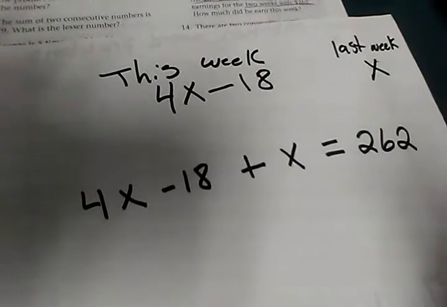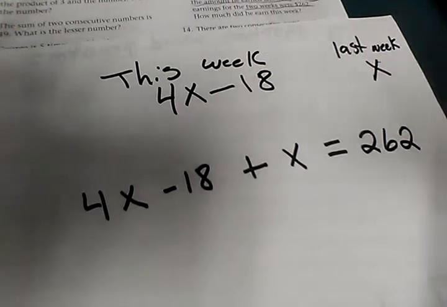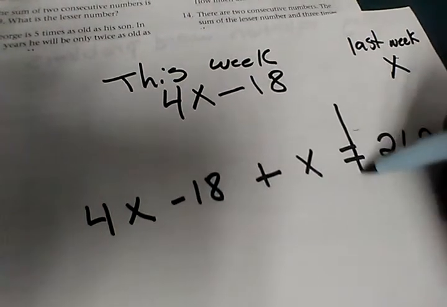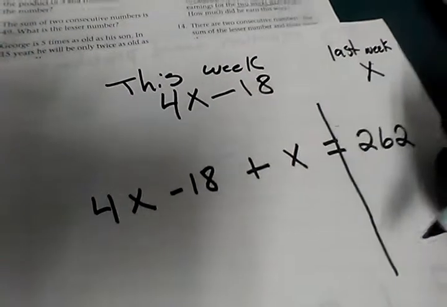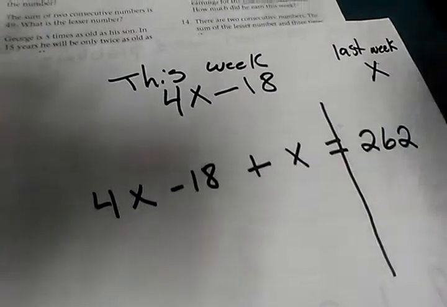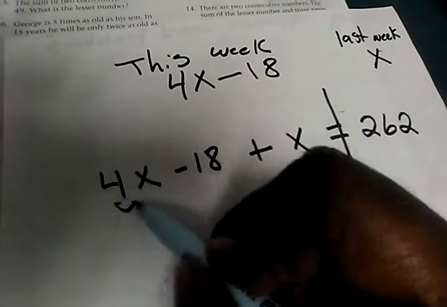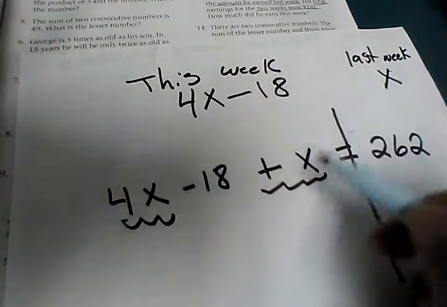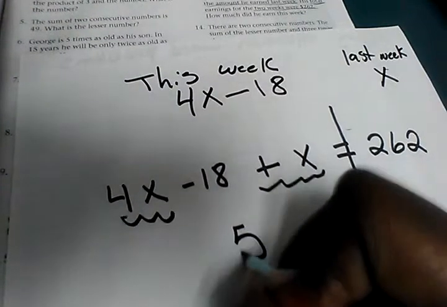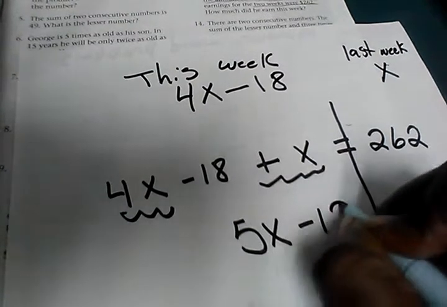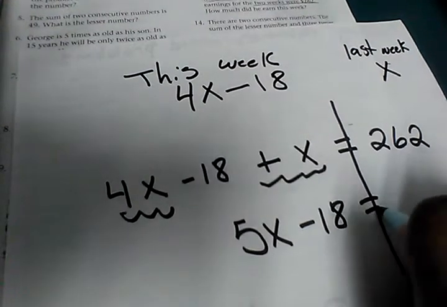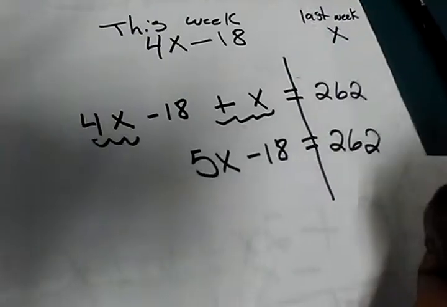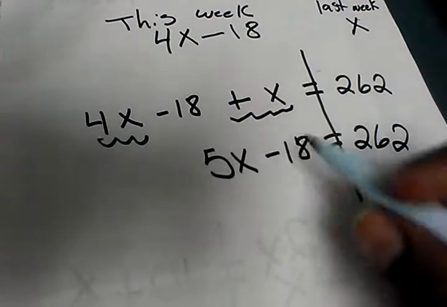Haven't done any math yet, really. I just wanted to set up the problem. Now I can do the math. That's no problem because we've already gone through all the processes of solving equations. Line down the equal sign. I know that I have a like term with the 4X along with plus X. So 4X plus X would give me 5X minus 18 equals 262. I know the steps from here. I can run through this problem with no problem.